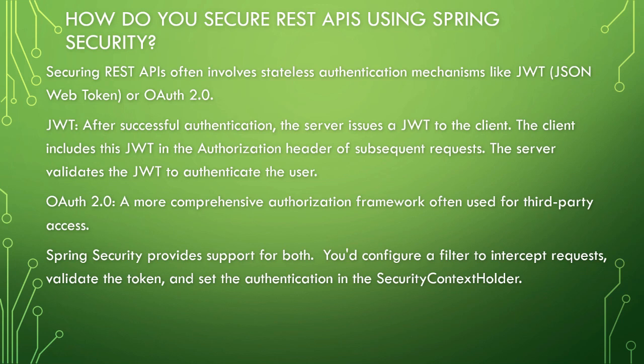Now, when you're using OAuth2, right, this is a more comprehensive authorization framework which is often used with third party access, as we already discussed, right? So Spring Security supports both mechanisms, JWT as well as OAuth2, right? So you can configure filters to intercept certain requests. You can validate the token, and then you can set the authentication in the SecurityContextHolder.